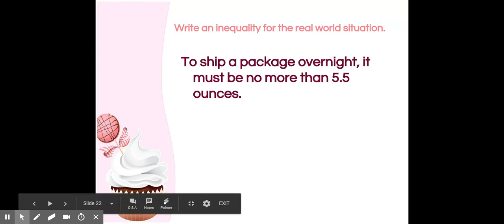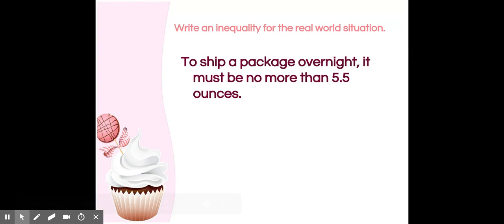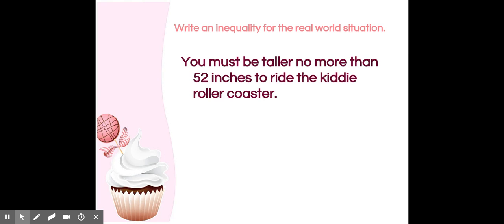To ship a package overnight, it must be no more than 5.5 ounces. What inequality would represent this situation? If you wrote x is less than or equal to 5.5, you are correct. High five. You must be no more than 52 inches tall to ride the kiddie roller coaster. X is less than or equal to 52.